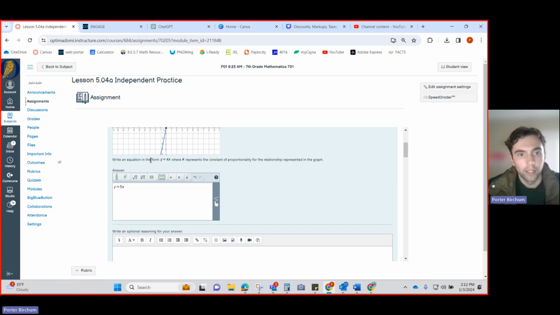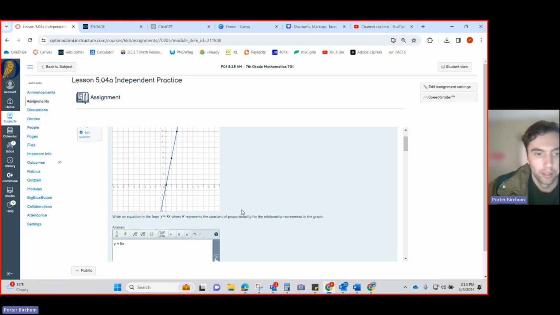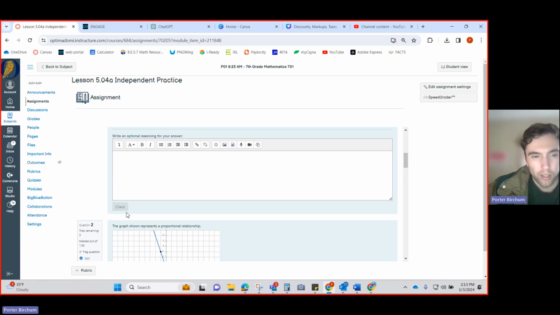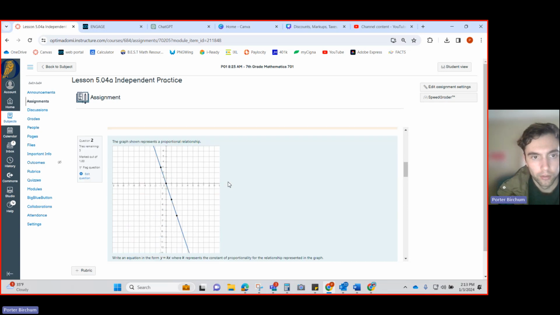We have to write our answer in equation form, y equals kx, or y equals 5x. That means for every 1 x value, we'll get 5 y's. 1 times 5 is 5. 2 times 5 is 10. Let's check. Yay!